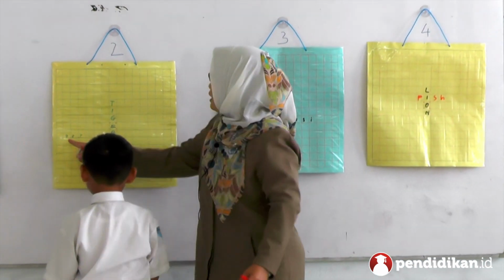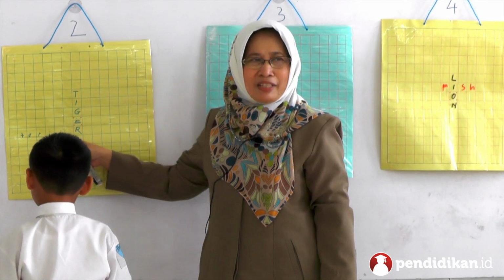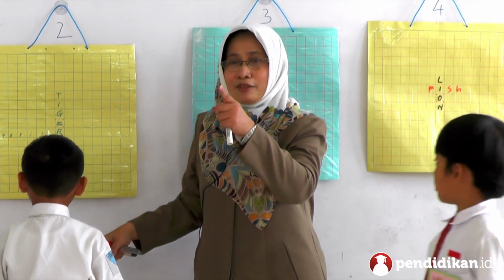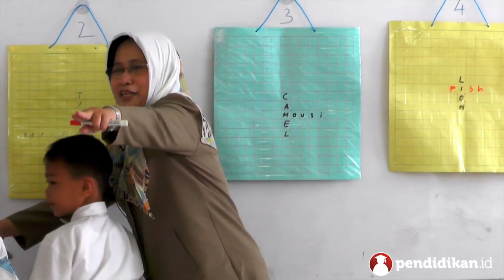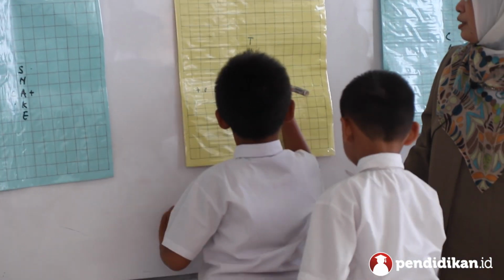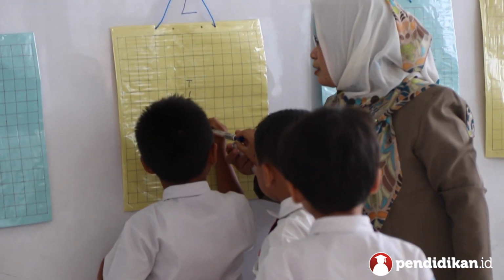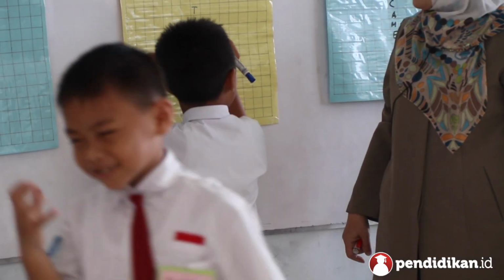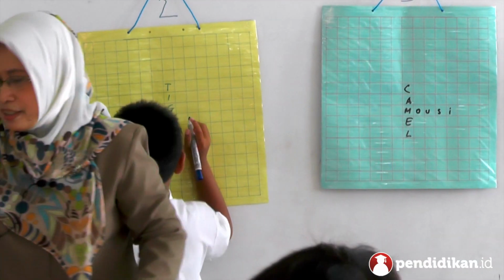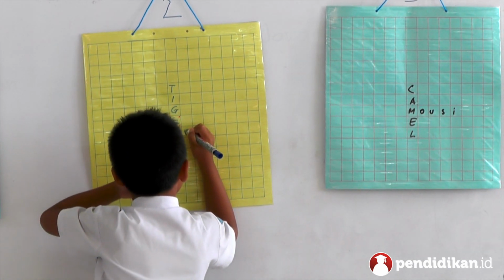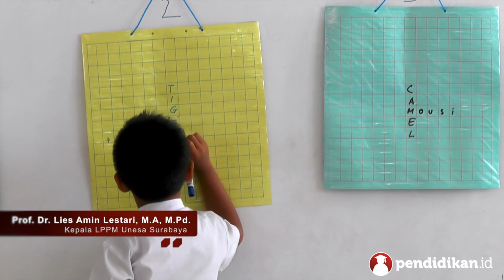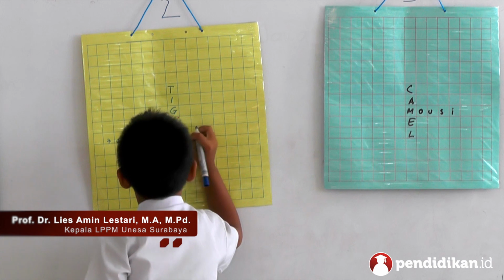So what is the name of the animal here? Prabu, yes, Prabu. Yes, now you number 2. You write down in your board.